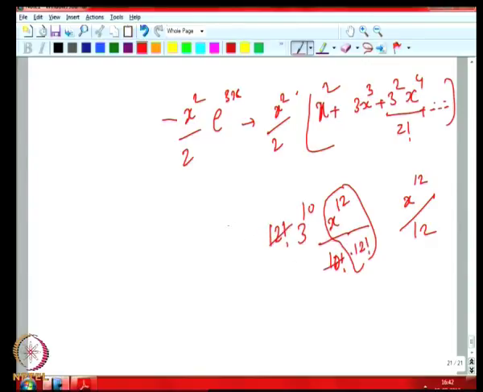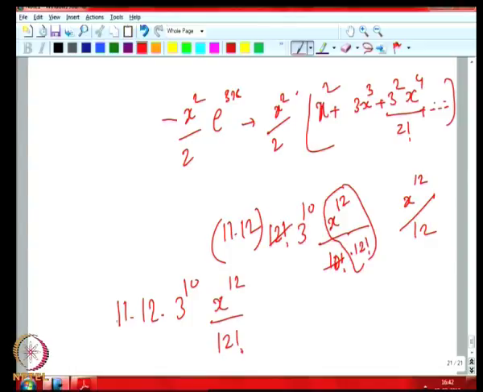Now cancelling off, we will have 11 into 12 left here. So we have 11 into 12 into 3 raised to 10 x raised to 12 by 12 factorial. But remember we initially had a 2 here, so this will cancel off, we will have 6. So 11 into 6 into 3 raised to 10 into x raised to 12 by 12 factorial.